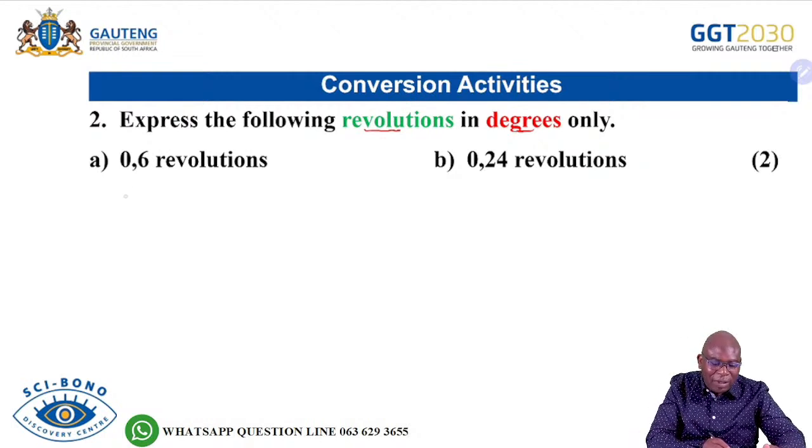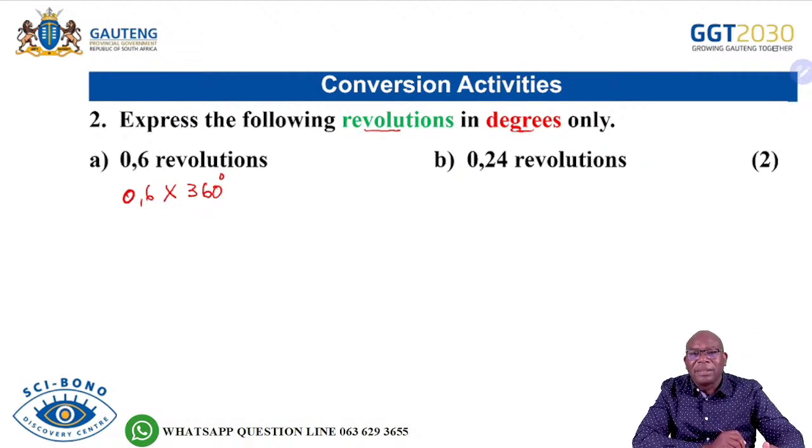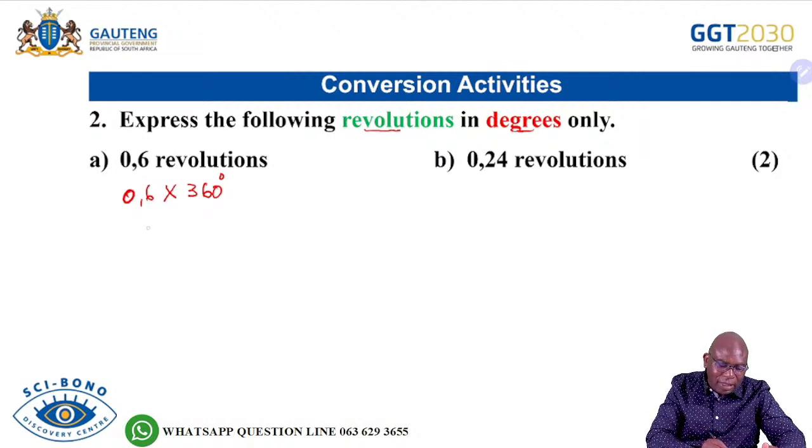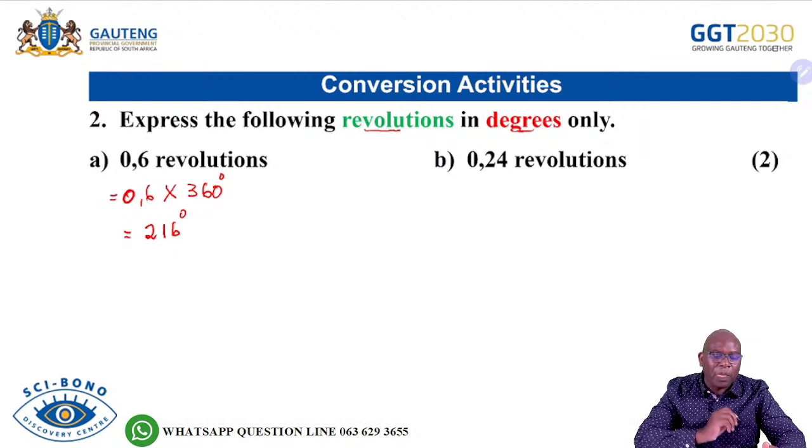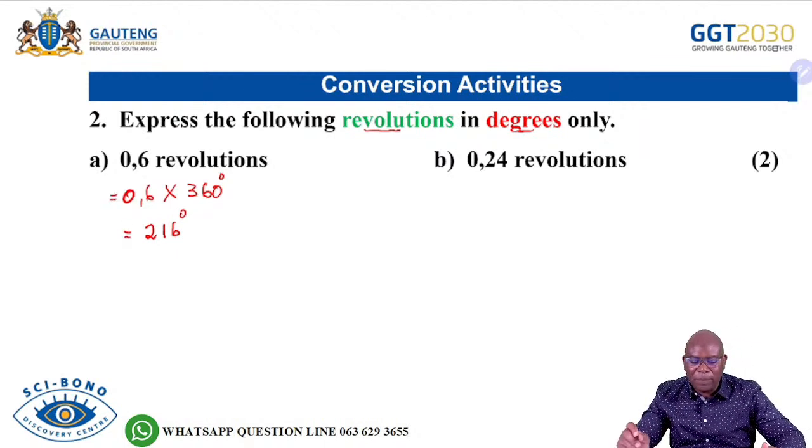So I'm going to have 0.6 multiplied by 360 degrees. So I take the revolutions and multiply them by 360 degrees. So if I multiply the revolutions by 360 on this one, I'll get degrees. So I'll get 216 degrees. So if I take 0.6 and I multiply it by 360 degrees, I'm now going to get the degrees, which are 216 degrees.